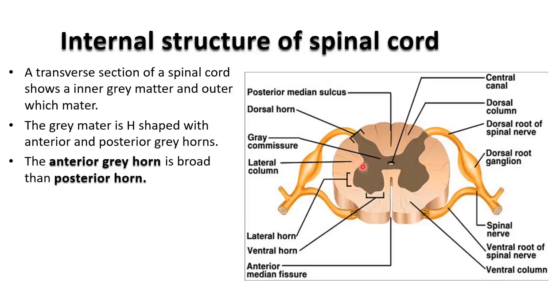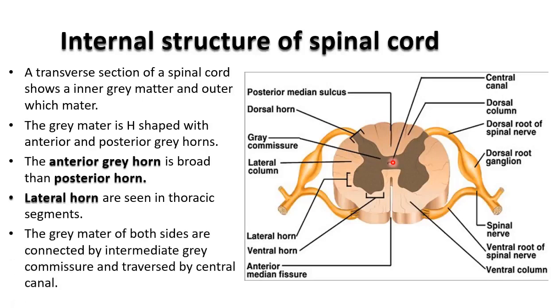Then you are able to see both the horns are connected in the midline by the central gray commissure. That central gray commissure is traversed by the central canal. So the CSF flows into this central canal. Below, it is continuous with the spinal cistern, and above, it is continuous with the central canal of the medulla oblongata. This is your posterior horn and this is your anterior horn, which can also be called the dorsal horn and the ventral horn. And in the thoracic segments, you see an additional lateral horn.